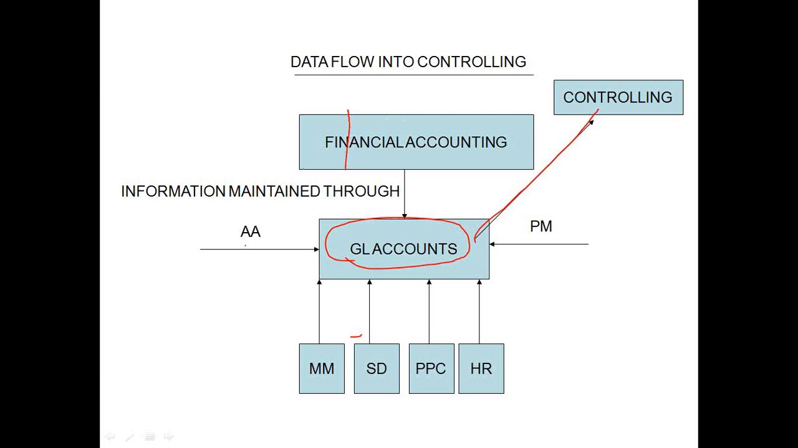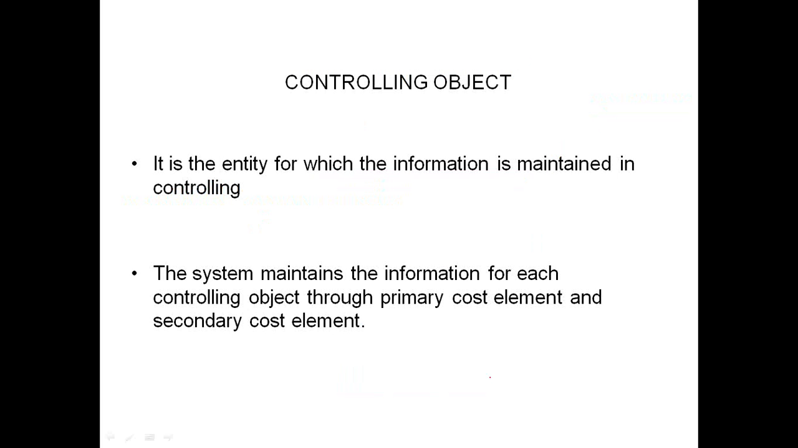Asset accounting is integrated. Already we have seen how asset accounting is integrated with the general ledger accounting. Yes, only through FI GL accounts. Without general ledger, you cannot implement controlling. Then we have plant maintenance, SD, production planning and control, HR, like that. This is called data flow. Without general ledger accounting, there is no SAP. Not only SAP, there is no other ERP.